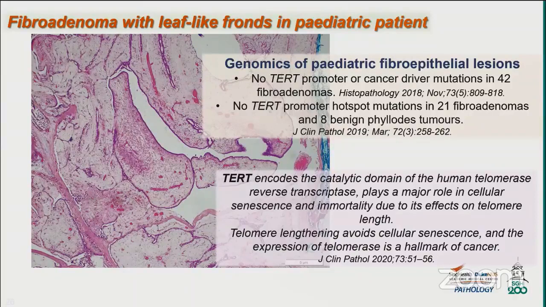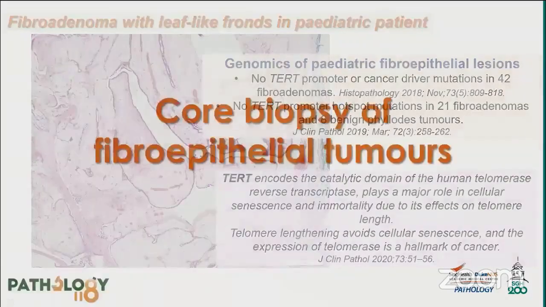What about the genomics of these tumors? Well, it's reassuring that there have been no TERT promoter or cancer driver mutations discovered in these lesions. And just as an aside, TERT is a gene that encodes for the catalytic domain of the human telomerase reverse transcriptase, playing a major role in cellular senescence and immortality. And the expression of telomerase is a hallmark of cancer, so it's reassuring that these pediatric fibroepithelial lesions do not disclose any abnormalities in this gene.